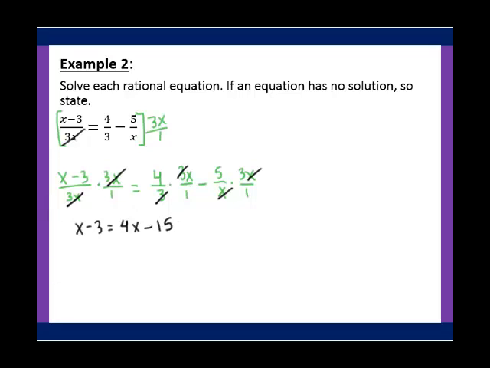Now, we need to solve this equation. Keep in mind, what are we not allowed to plug in?